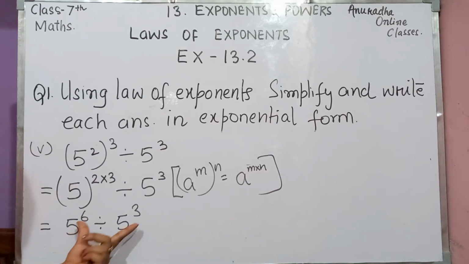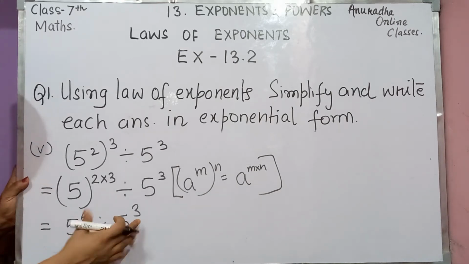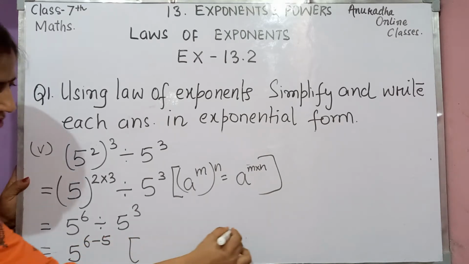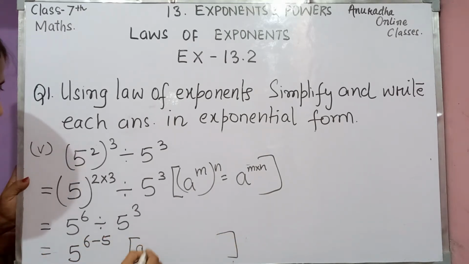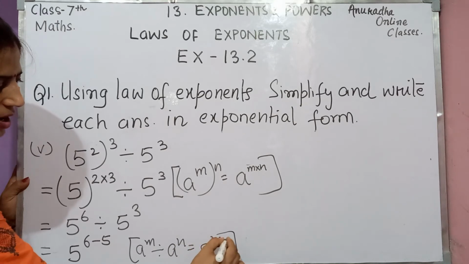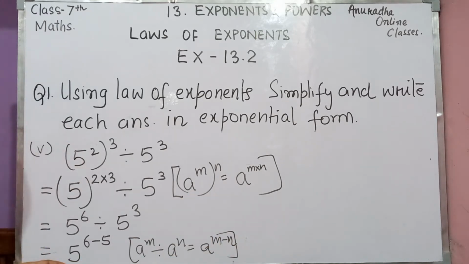See, the bases are same, exponents are different. That means we have to subtract the powers. So in the next step you will do 6 minus 5. Here which identity we have used, right in the bracket, that is a raised to the power m divided by a raised to the power n, that is equal to a raised to the power m minus n. We have done over here.